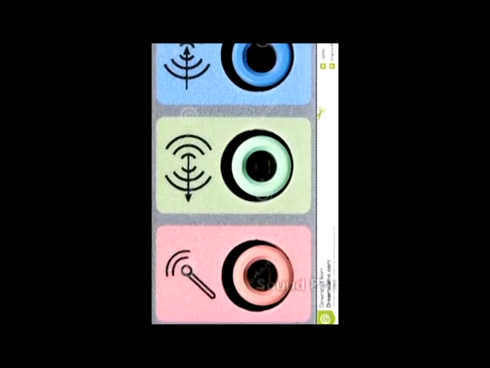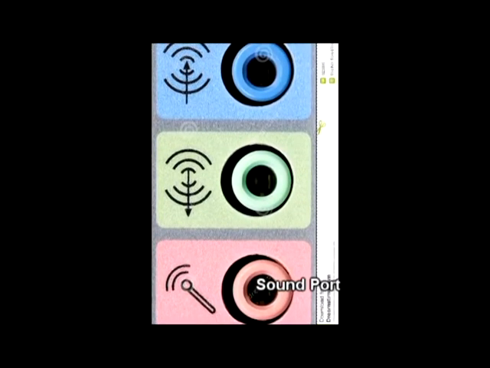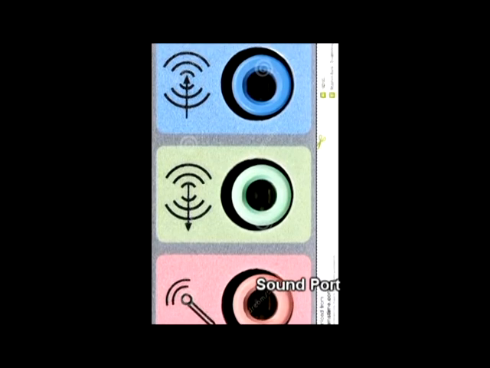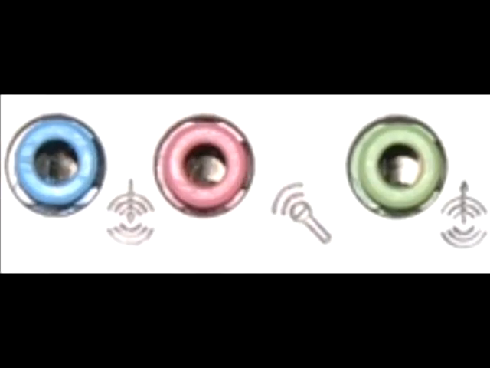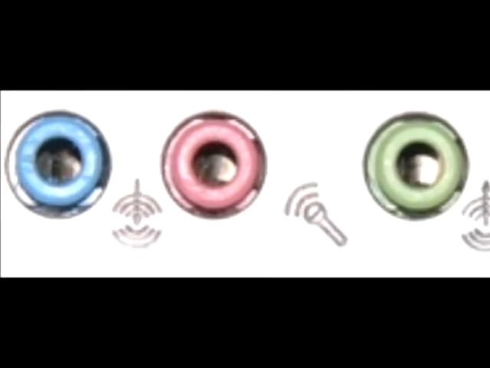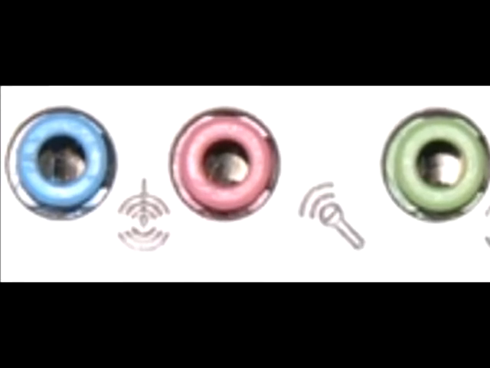Sound port connects to audio devices: green for speakers or line out, pink for microphone, and blue is for connecting a stereo system to the computer, or line in.